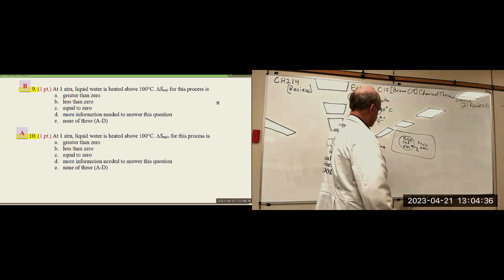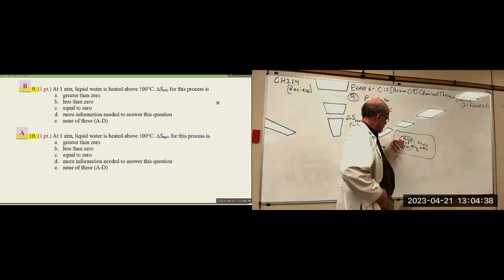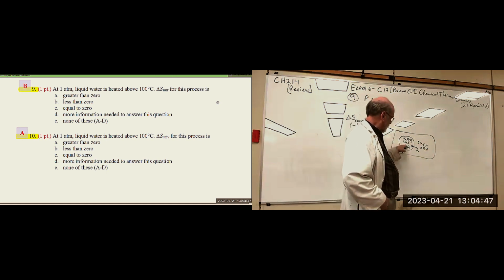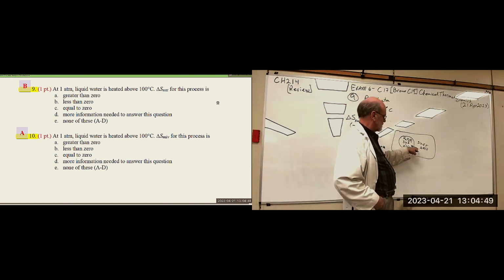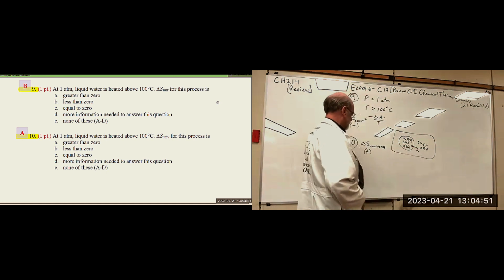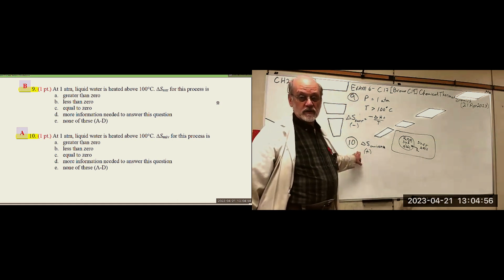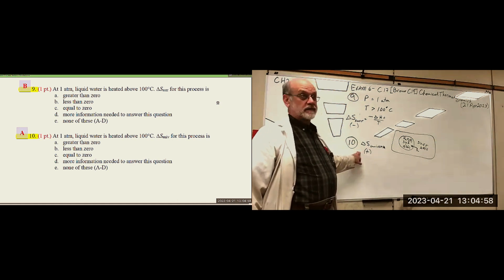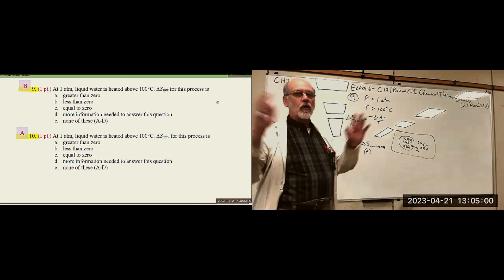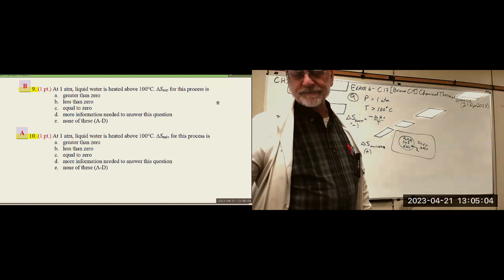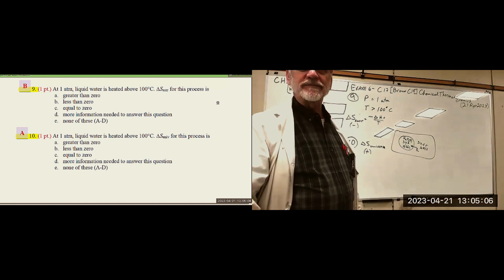So if delta S is positive here and negative here, then the total of the two should mean that this one is more positive than that one and it's negative. So the best way to answer this one, I think, is just to take them at their word. If they say delta S universe, that means the universe. And it's always greater than 0. That's axiomatic, so to speak.